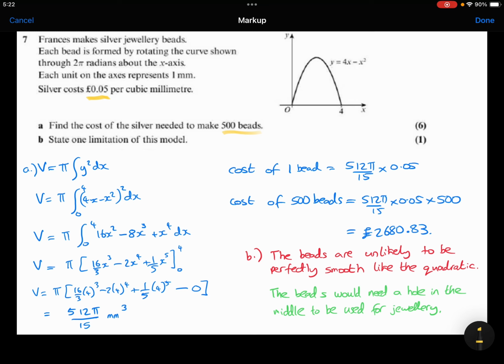So to work out the volume of one of these beads, it's being rotated around the x-axis. So I'm using this formula here, pi times the integral of y squared dx. y is 4x minus x squared. So we're going to square that, and we're going to integrate that between our x limits of 0 and 4.